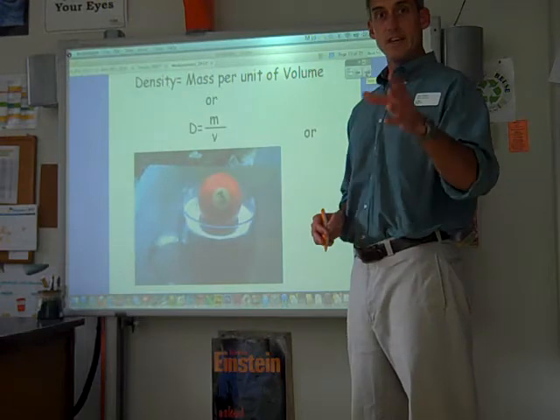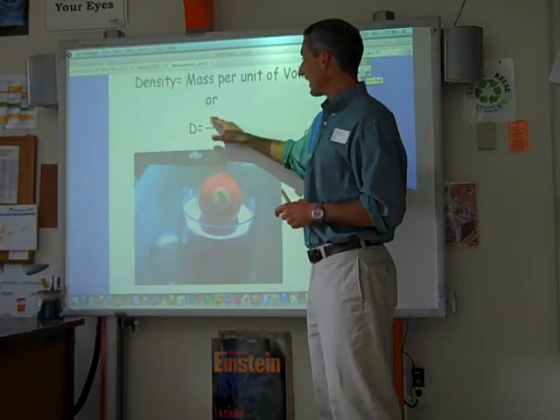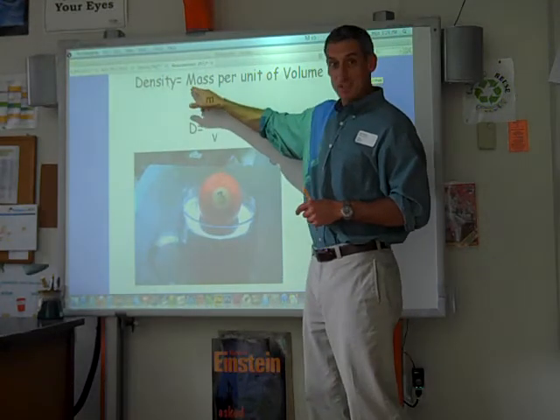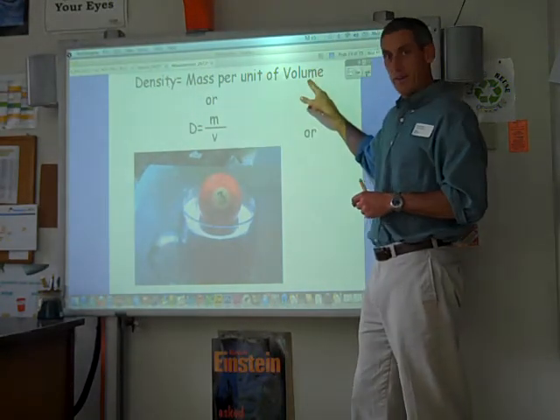This is in your notes. D equals m over v. Density is equal to mass per unit of volume. Okay? It's basically how much stuff is in a certain amount of volume.